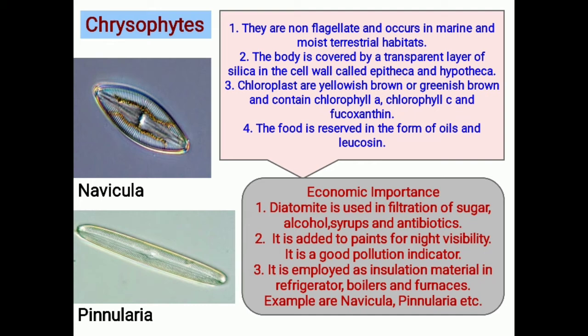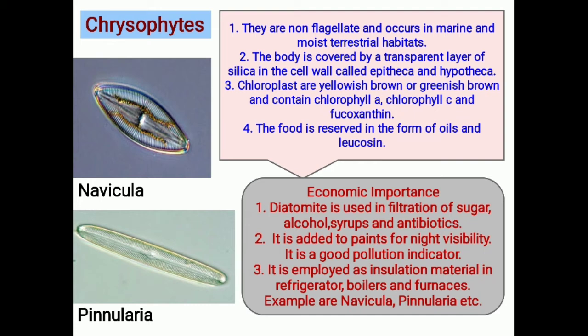The economic importance of chrysophytes is that these chrysophytes are also called diatoms, and these diatoms are used in the filtration of sugar, alcohol, syrups, and antibiotics. They generally occur in clusters in the ocean bed or in the sea bed, and these are used as filtering agents in the sugar industry, alcohol industry, while filtering syrups and antibiotics.